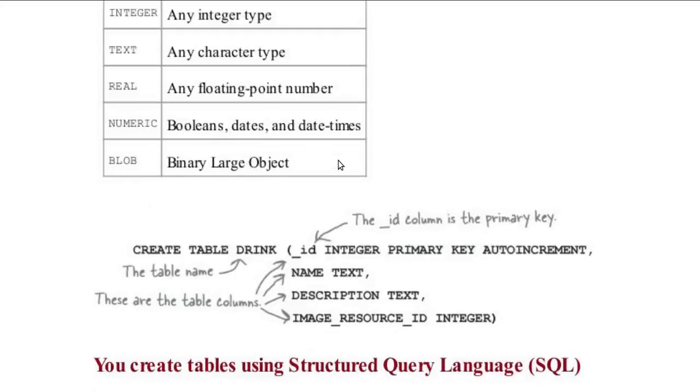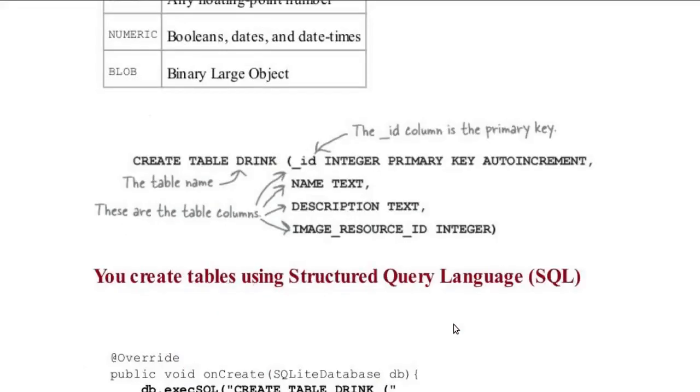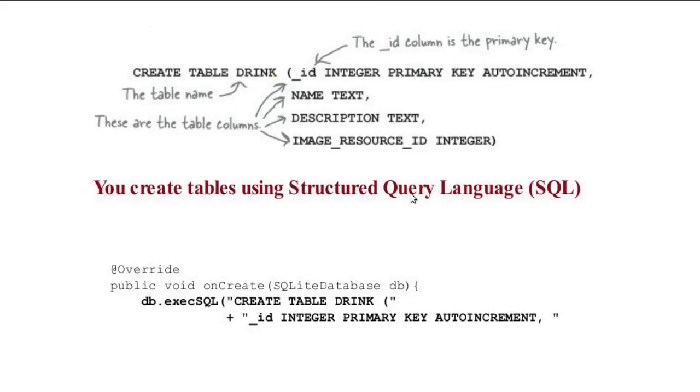So what is the syntax of create table? CREATE TABLE and then the table name. We want to create a table with the name DRINK. What are the columns? First is _id, which is the primary key of integer type, and we make it autoincrement. The second is NAME, which is of text type, and DESCRIPTION is also text type, and then IMAGE_RESOURCE_ID is of integer type. So we have that table using the structured query language, that is SQL.